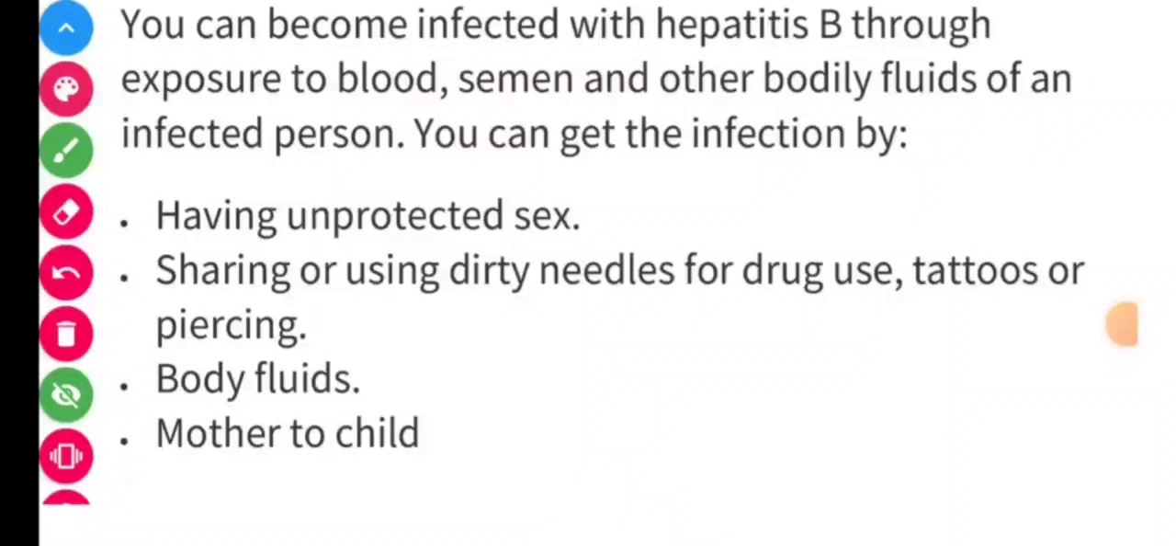You can get the infection by having unprotected sex. That means a person who is not using protection during intercourse can be infected. As I told you about the syringe or needles, like sharing or using dirty needles for drug use, tattoos, or piercing, in such a way this disease can be spread, and it is obviously spread through the body fluids.